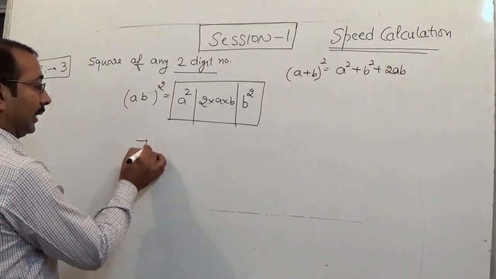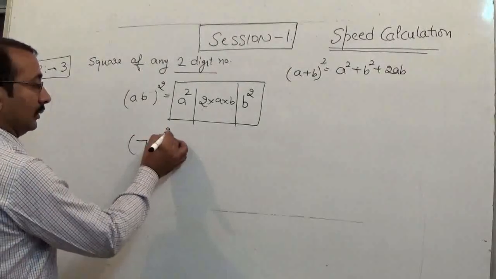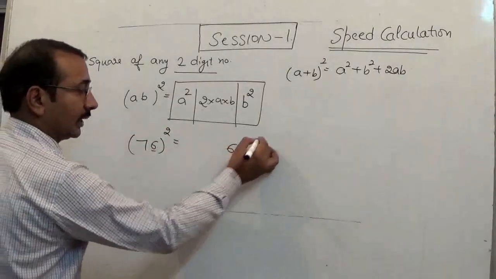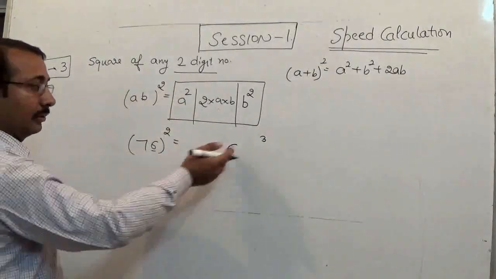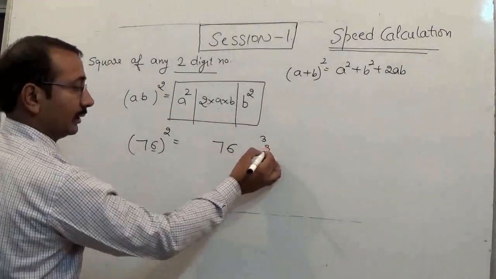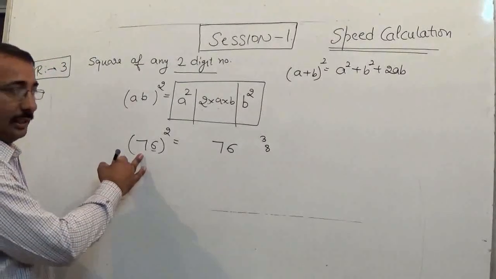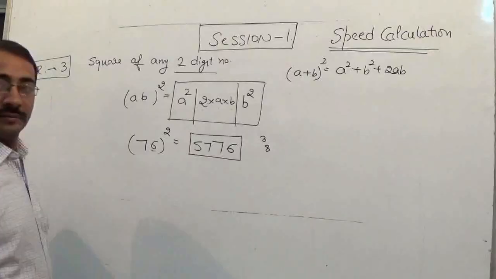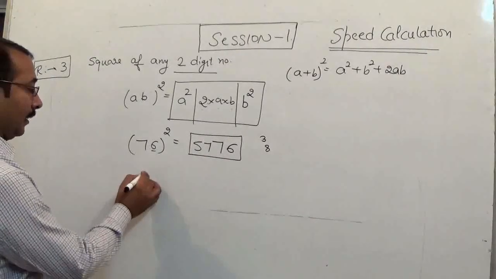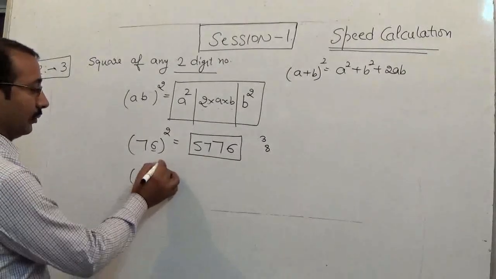Suppose you have to find the square of 76. Now 6 square is 36, 6, carry would be 3. 7 sixes are 42, double 84, and 3, 87, 7, carry will be 8. 49 plus 8, 57. The answer is said to be 5776. You have to find the square of 84.